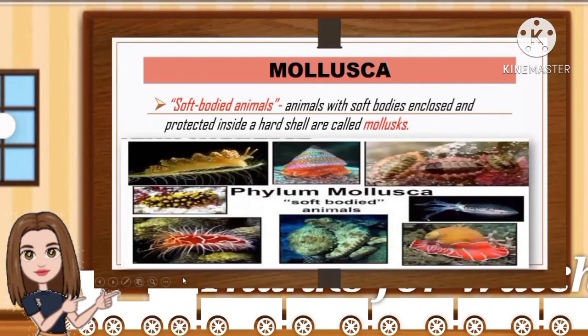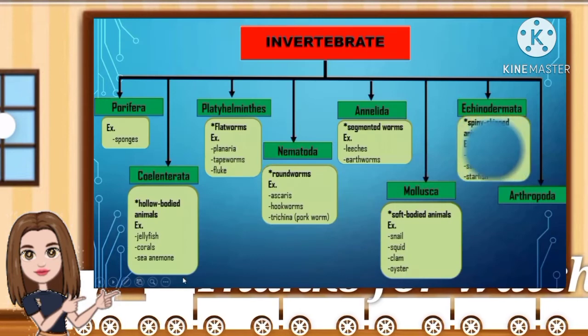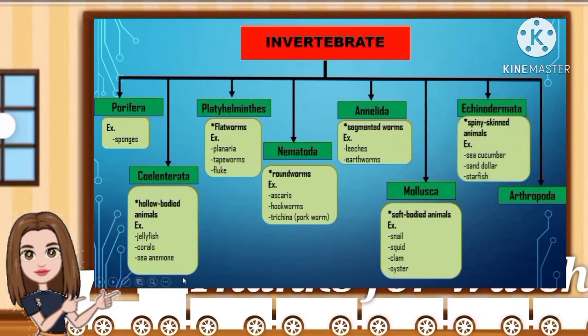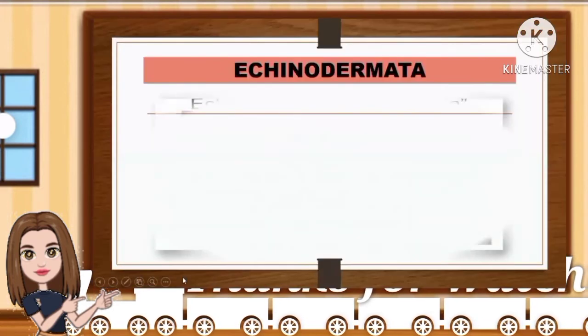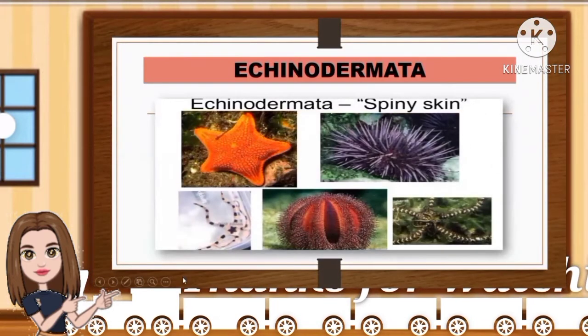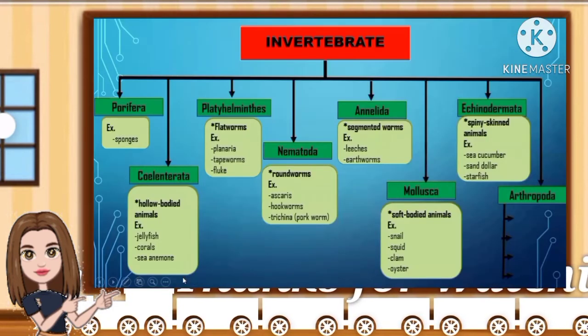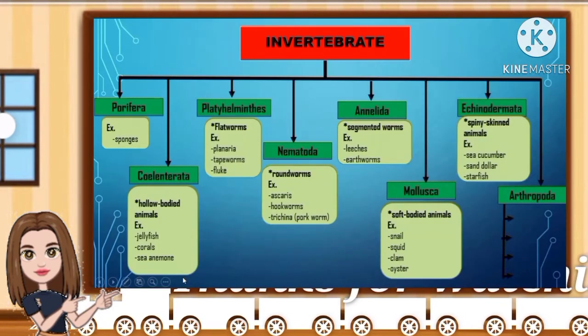Next, we have also the phylum Echinodermata, or the spiny skin animals. These are sea animals that have spines and have many tube feet. Examples of these are the sea cucumber, sand dollar, and starfish. And last, we have the phylum Arthropoda.